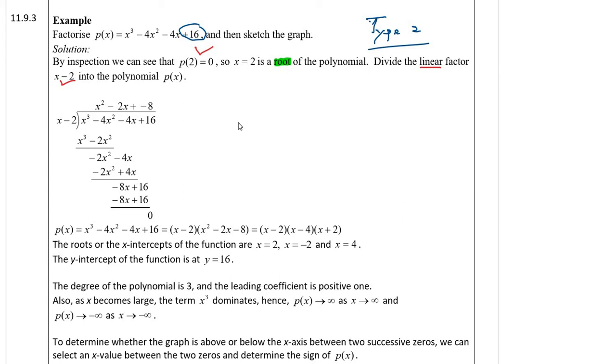Now, when we do inspection, we write our linear factor, which is x minus 2, and then we balance the equation, because this must be equal to p. It must be equal to p, because they're factors. So by inspection, the first one here times the first one here must give the first one there. So that's why this should be x squared. And the last one here times the last one here should give the last one there. So minus 2 times minus 8 to give me my positive 16.